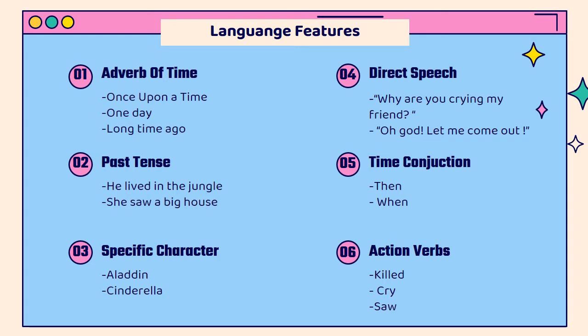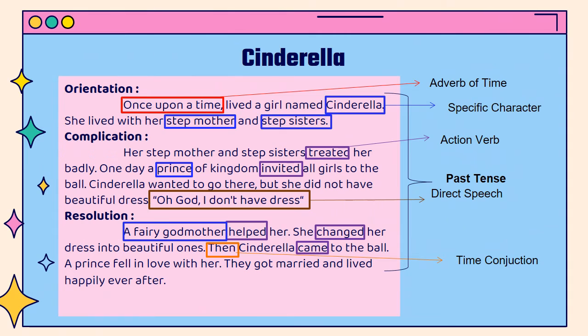Number five is time conjunction. The examples are then and when. And number six is action verbs. The examples are killed, cry, and saw. This is the example of narrative text. This type of narrative text is fairy tales. The title is Cinderella. Let's read.